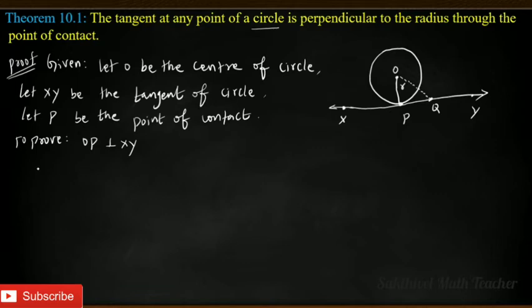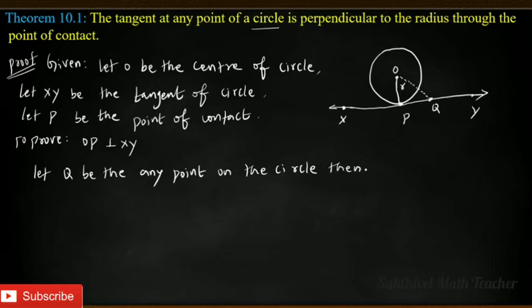Let Q be any point on the tangent. The very important thing is that it must be outside the circle. If you take it inside the circle, because we are taking on the XY, XY will go inside. Then XY will not be a tangent, it will be a secant. That is very important. So the Q point must be outside the circle.